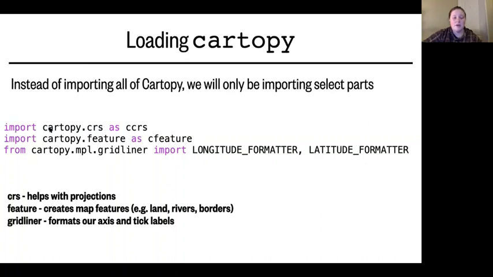So we're going to say import cartopy.crs as ccrs. And that helps with getting our projections and being able to do that without having to do it by ourselves. And then we can do import cartopy.feature as cfeature. And that helps create map features like land and rivers and borders and states and things like that. And then we have from cartopy.mpl.gridliner, we're going to import longitude formatter and latitude formatter. And what that does is it makes our axes really pretty.